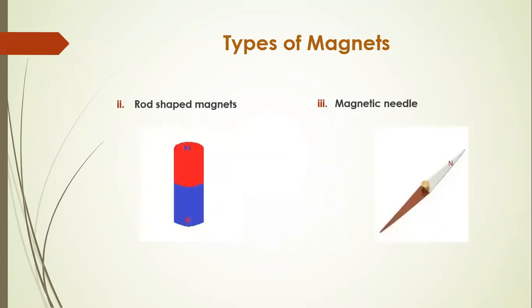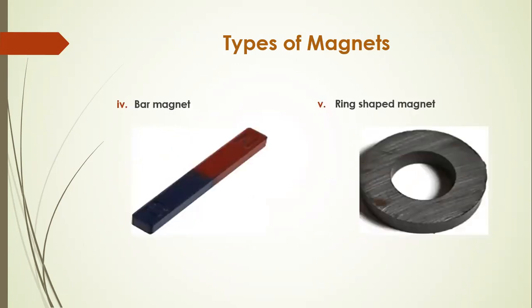Then the second one is the rod-shaped magnets. You can notice from there that there are two poles, the north pole and the south pole. The same applies to the magnetic needle. Also, there's a north pole and a south pole, and you can find these magnetic needles simply in the compass. Then there's the bar magnet, which looks like a bar and has the same description of directions, north and south. And then there's the ring-shaped magnet, which looks like a ring.